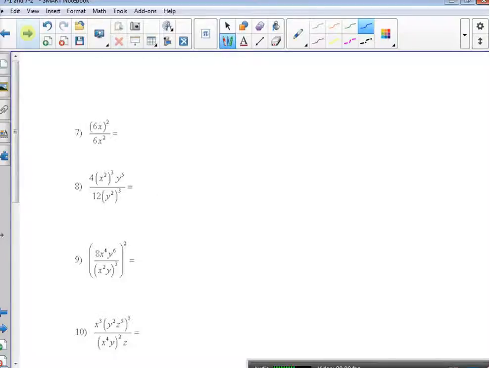So I've got parentheses, so this in the top means 6 squared x squared, in the bottom, no. So it's really 36x squared over 6x squared. The x squareds cancel, and I just get 36 divided by 6 is 6.